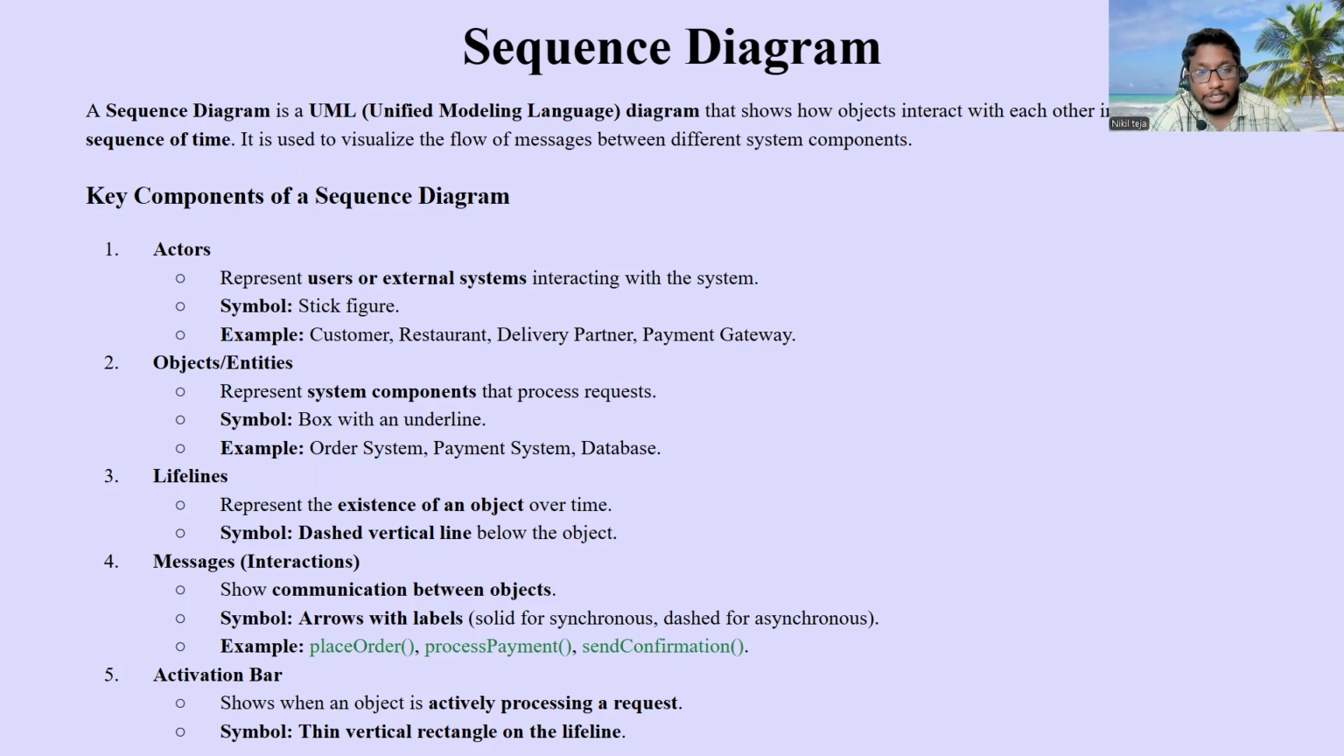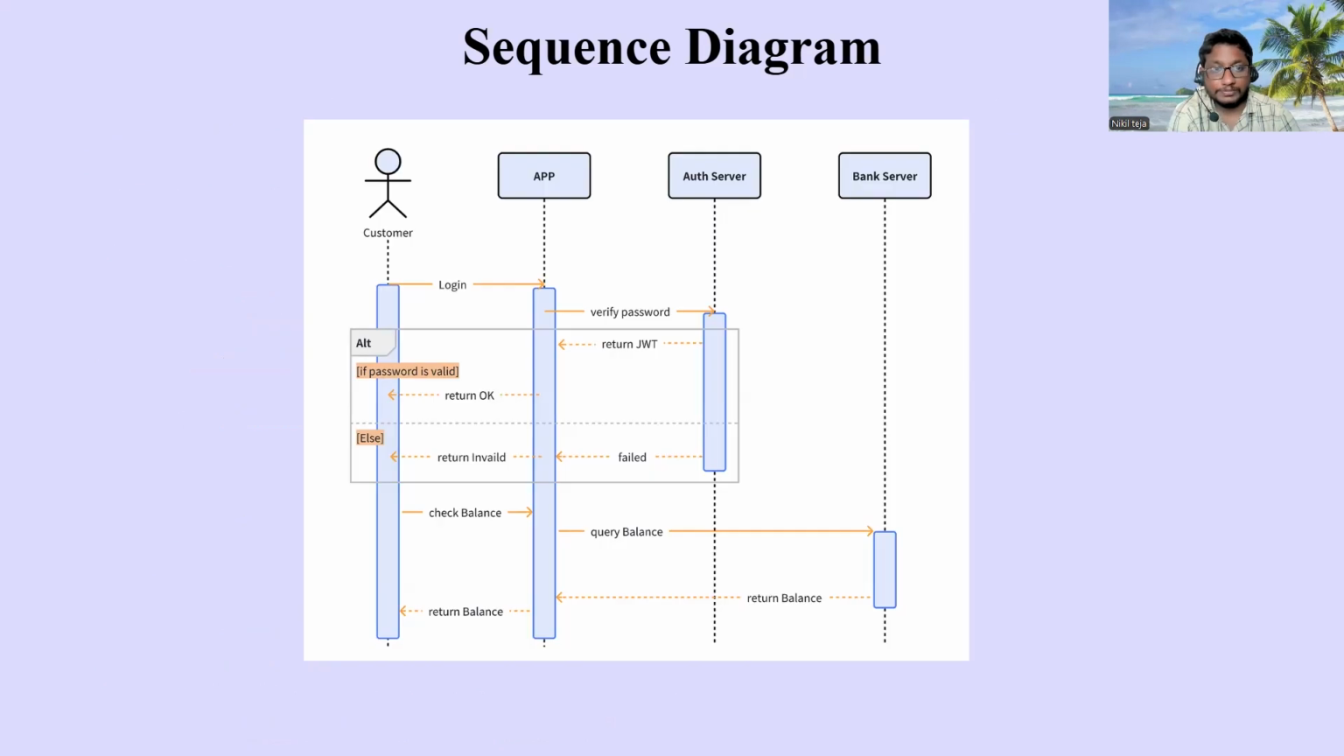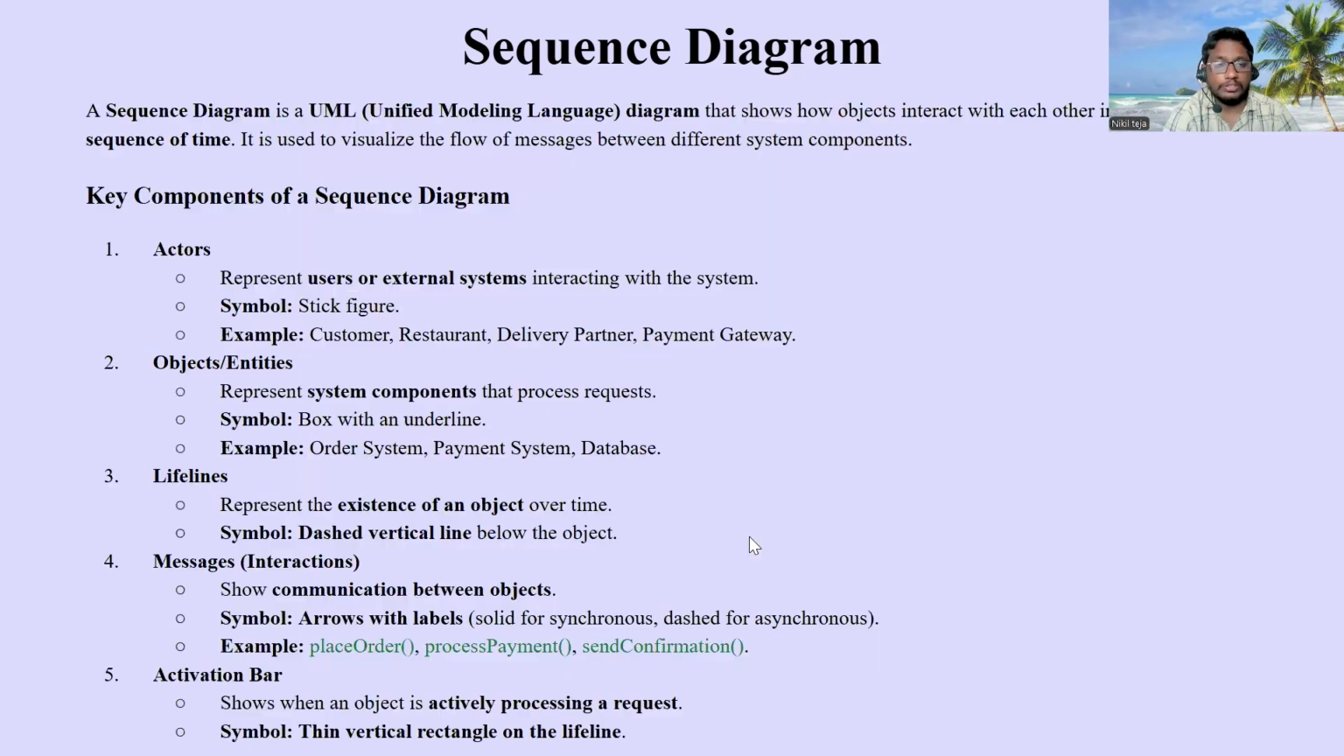Then messages show communication between the objects, like how two objects are communicating with each other. These are messages, and their symbol is arrows with labels. See here we have the labels, right? Here we have arrows and labels. See here, this is an arrow with a label. Again further down we have an arrow with a label. These are nothing but messages. For example, place order, process payment, send confirmation.